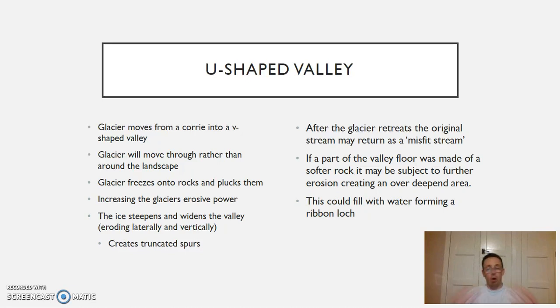All of this erosion has happened. I've got a much steeper, wider valley now, and eventually my glacier is going to retreat. It's going to melt back to its starting point. Once that's happened, the original stream might return, and we refer to that as a misfit stream. If in my valley during the periods of erosion I've got an area where there's some softer rock, that soft rock can get scooped out, and then when my glacier retreats and melts, the deepened area that was created might fill with water, creating a ribbon loch.